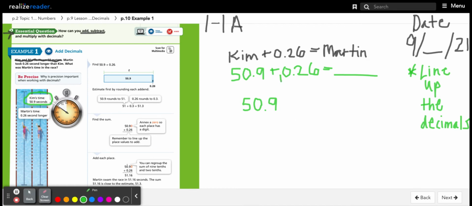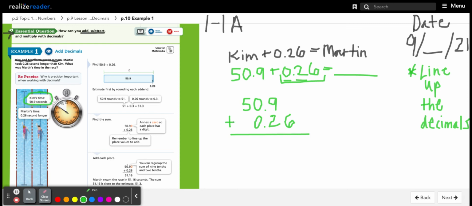So now I'm going to look at my 0.26 here. Well, I'm going to have to line up my decimal point. The 0 is in the first place value to the left of the decimal. That's the ones place. So my 0 in 0.26 is going to be underneath my 0 in 50.9. The 2 is in the tenths place, so that means I'm going to put it under the 9 in the tenths place. And then I have my 6 in the hundredths place. So I lined up my decimal points, I lined up my place values.